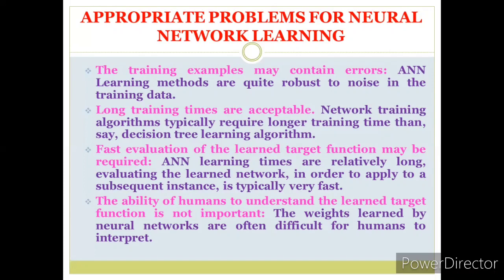The ability of humans to understand the learned target function is not important here. The weights learned by neural networks are often difficult for humans to interpret. With a sudden movement in the vehicle, it becomes difficult for a human to interpret that. So at that time, we can make use of the ANN network to take the decision. So these are some of the problems where we can use the artificial neural network for solutions.